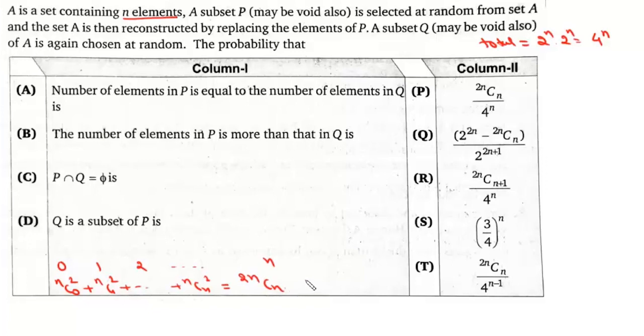So this required probability will be 2nCn divided by 4 to the power n, which is this option P. So this A, it matches with P. Now the second one is number of elements in P is more than that in Q.